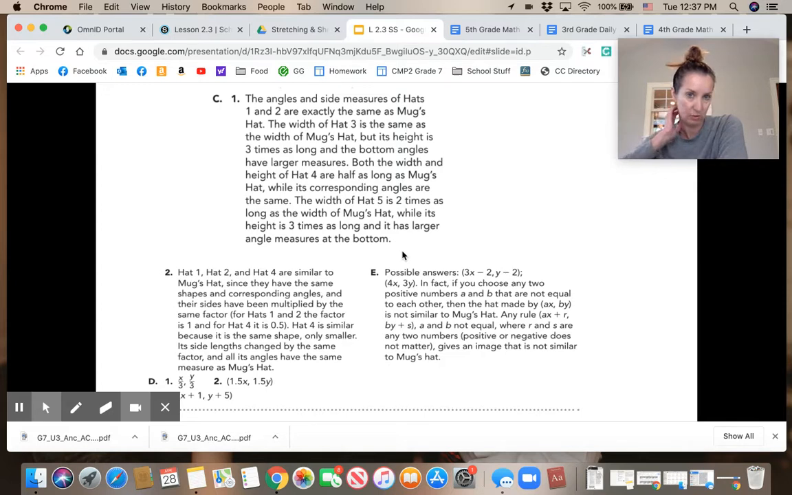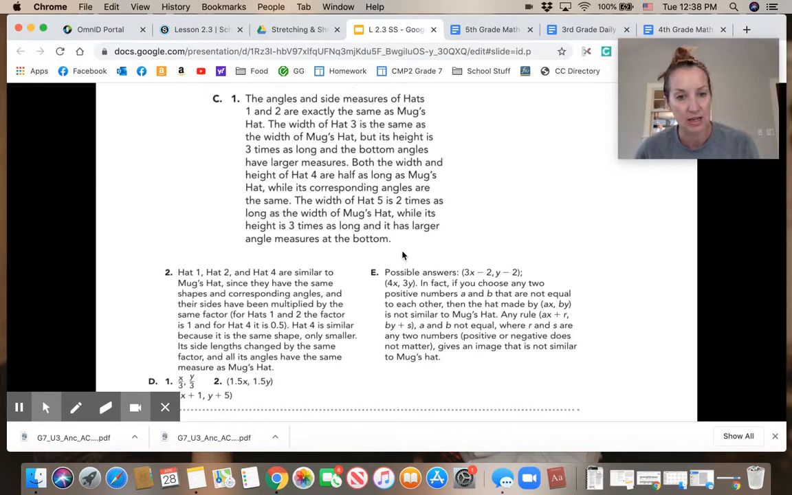In question C, it says the angles and the side measures of hats 1 and 2 are exactly the same as Mug's. The width of hat 3 is the same, but the height is bigger, so the bottom angles would change. Both the width and the height of hat 4 are half as long, but the angles stay the same. The width of hat 5 is double and the height is 3 times, so all the angles will be a little bit different in that one as well. For C2, it says hats 1, 2, and 4 are similar because they have the same shape and corresponding angles, and their sides have been multiplied by the same factor. Hats 1 and 2, the factor is 1 because it didn't multiply by anything.